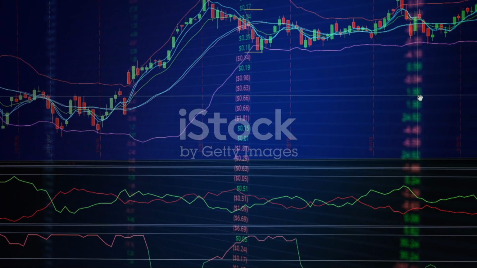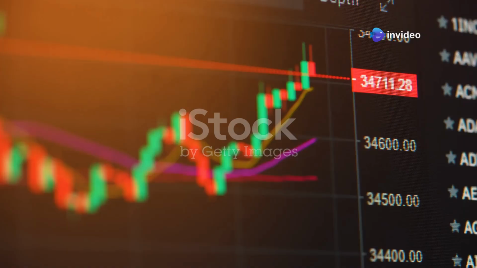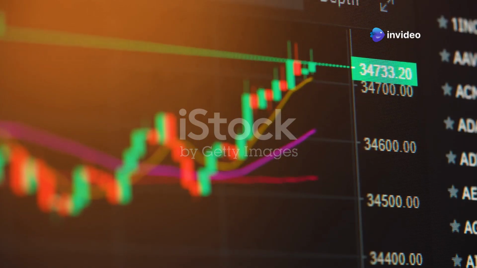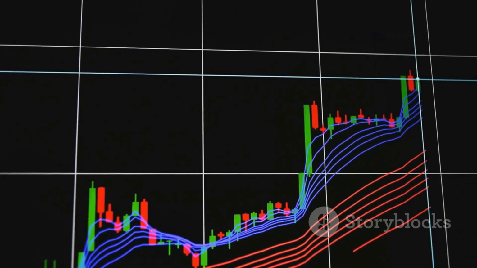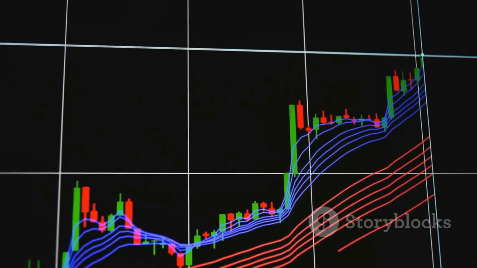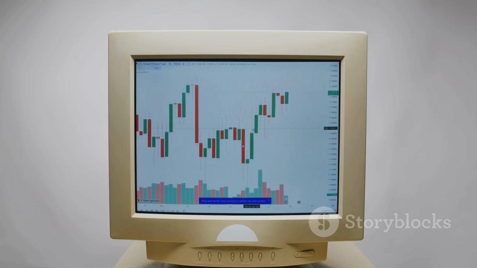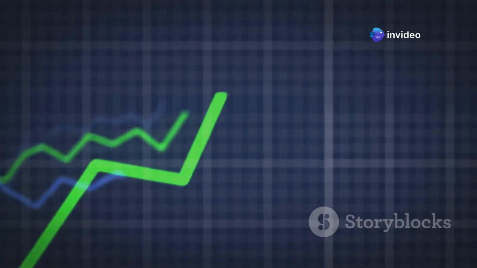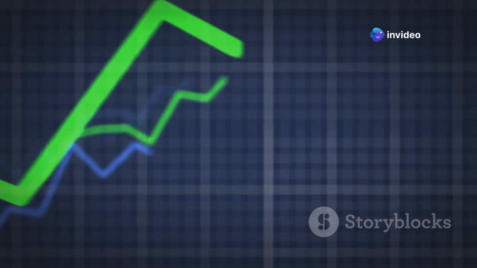Bollinger Bands consist of three lines plotted on a price chart. 1. The middle band, a simple moving average, typically set to 20 periods. 2. The upper band, the middle band plus 2 standard deviations. 3. The lower band, the middle band minus 2 standard deviations. In simple terms, Bollinger Bands create a channel around the price movement.